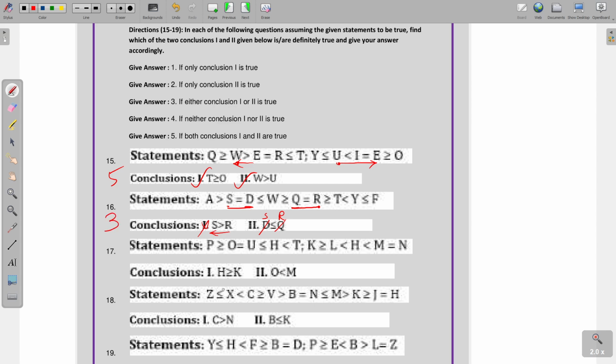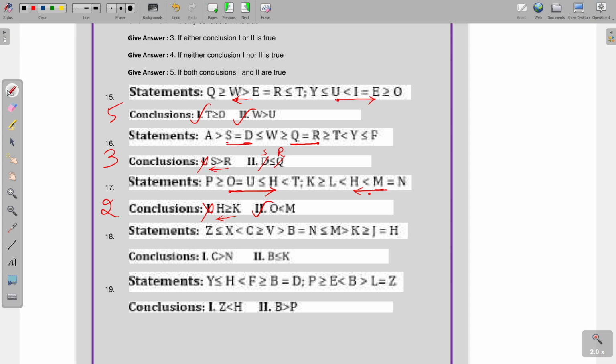And next, H to K, H greater than or equal to K, and H here and K here. Okay, the signs are different. Conclusion 1 does not follow. And next, O to M, or else O less than M, and O here and M here. Okay, so O to H and M to H. So this is correct. Option 2 follows. And next, question number 18.